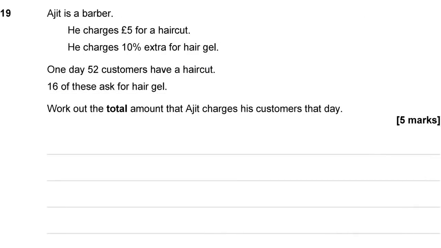Question 19. Ajit is a barber. He charges £5 for a haircut and he charges 10% extra for hair gel. One day, 52 customers have a haircut. 16 of these ask for hair gel. Work out the total amount that Ajit charges for his customers that day.